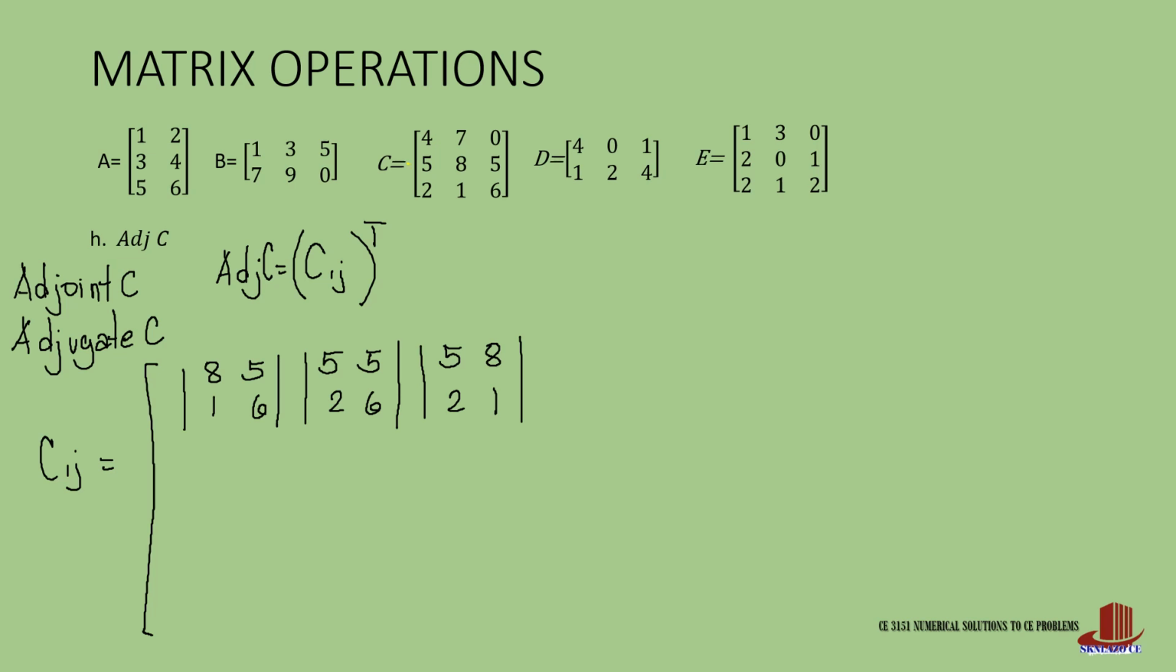For the second row, do the same. Our elements would be split. That would be 7 and 0, 1 and 6. Second column, we have 4 and 0, 2 and 6. And for the third column, we are left with 4, 7, 2 and 1.